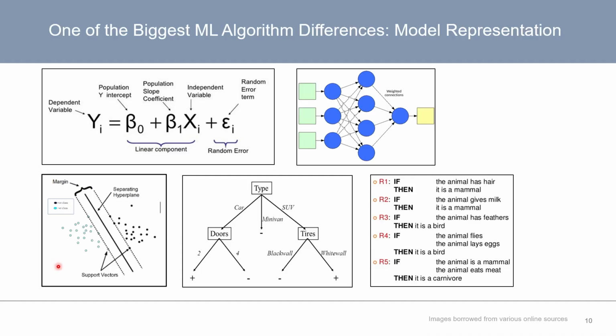Then we have support vector machines, where the model is a hyperplane that seeks to best separate instances by class. Also, there's decision trees, which organize a hierarchy of conditions leading to a decision or conclusion. And lastly, we have rule-based machine learning, where the model is represented by a set of independent or hierarchical if-then rules, working together to make predictions as an ensemble.